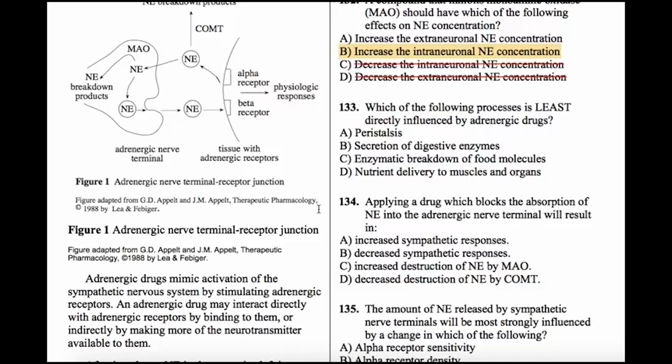C says enzymatic breakdown of food molecules. I'm not necessarily sure if those drugs could affect that. The enzyme is there, so if the enzyme's there, it's going to be doing its thing. I don't think these enzymes would be expressing those receptors. That wouldn't make any sense, right? Enzymes don't express receptors that would respond to neurotransmitters in this specific scenario. So C is looking like a good answer. D, nutrient delivery to muscles and organs.